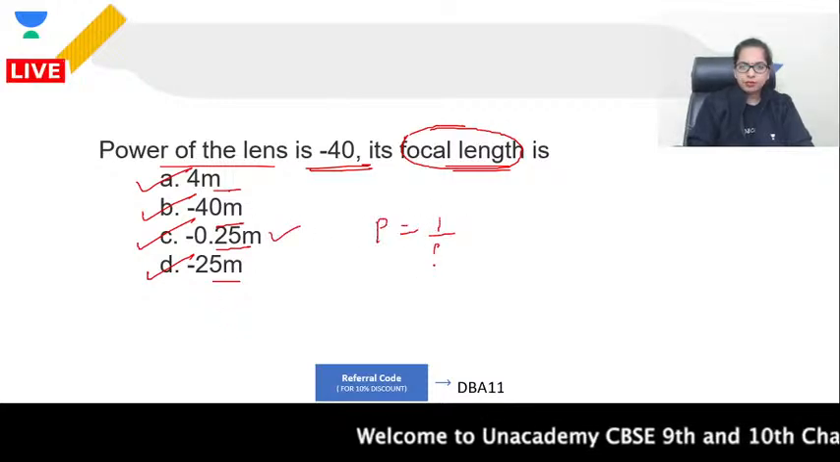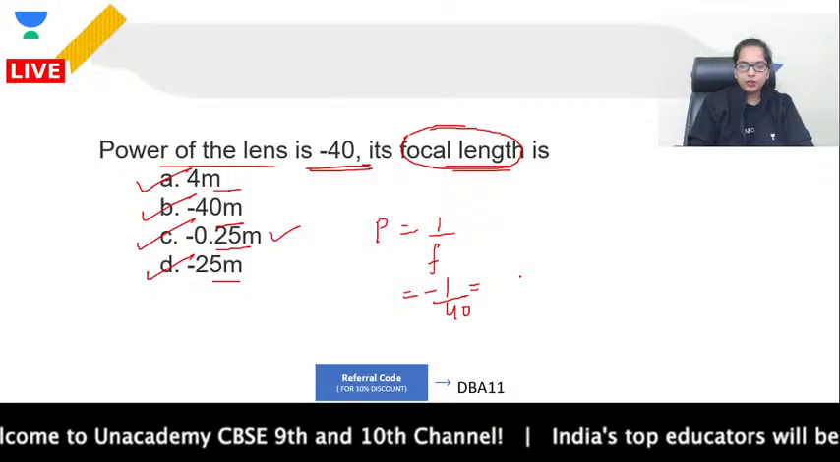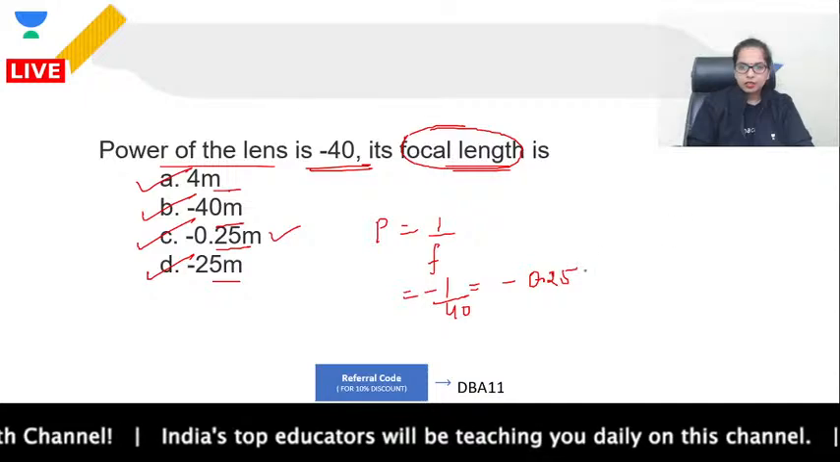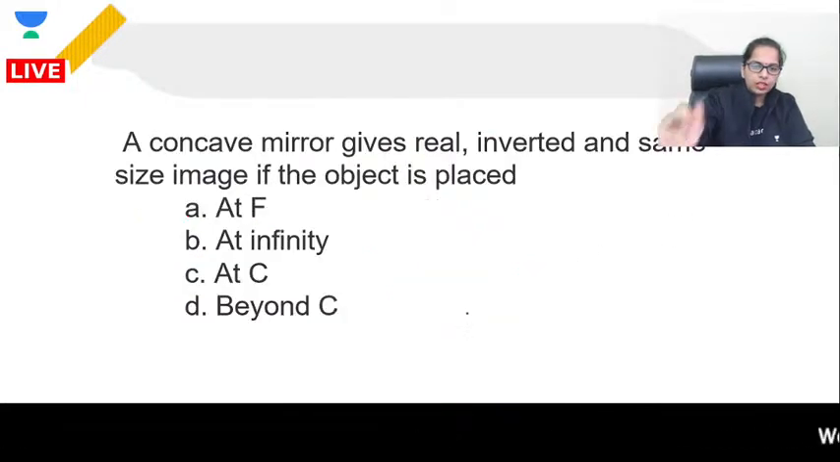Power is 1 by F. So it will be minus 1 by 40. If we calculate it, it will be minus 0.25. Okay? Clear to all of you? Okay, moving to the next question.